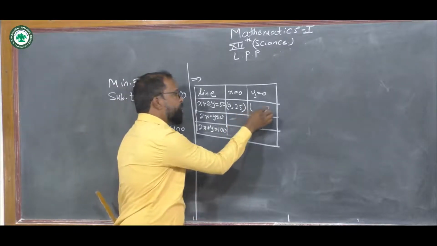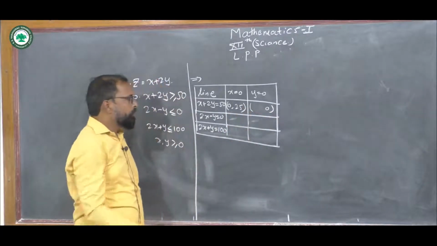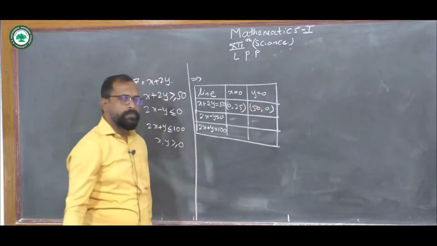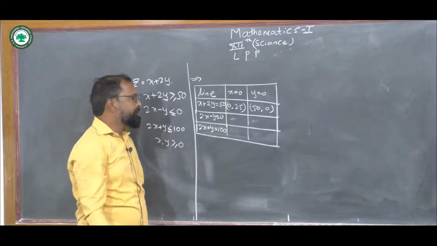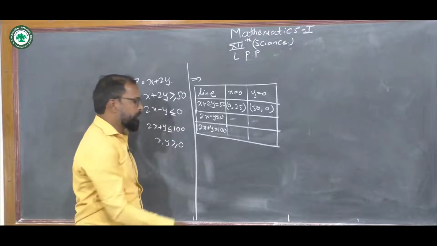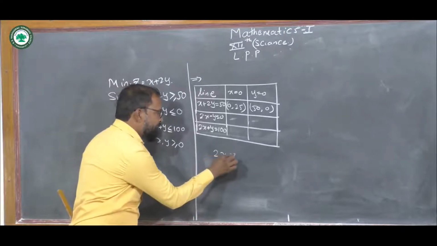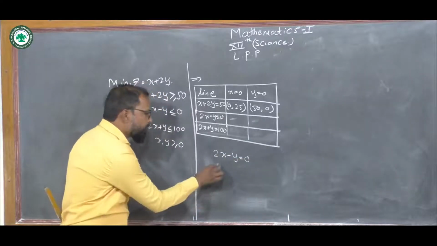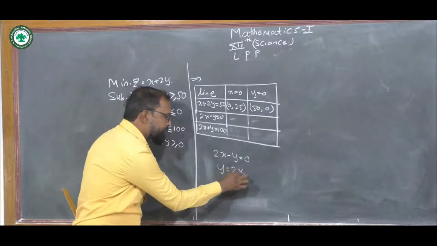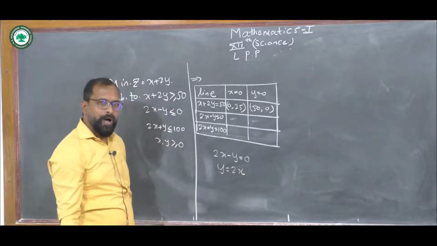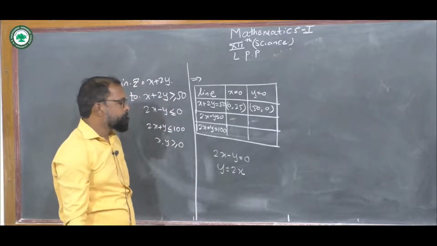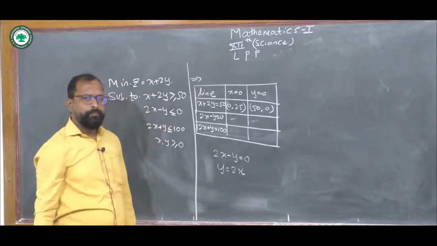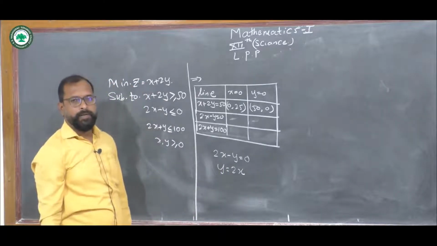Similarly, if we put y equals 0, we get x equals 50. Now for the second line, 2x minus y equals 0, which gives y equals 2x. Here, if we put arbitrary values of y or x, we get the other variable.